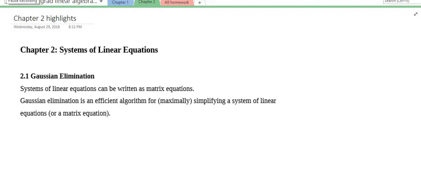Okay, let's begin talking about Chapter 2, Systems of Linear Equations. As an overview, the theme here is a method called Gaussian Elimination. That's the main theme of this chapter. And we're addressing systems of linear equations. We'll write them as matrix equations. And Gaussian elimination is an efficient algorithm or procedure for simplifying a system of linear equations or matrix equation so that it can be solved. All right, so those two main subjects, linear equations and Gaussian elimination, applied to linear equations to solve them.